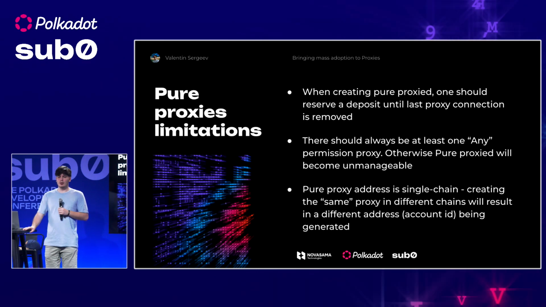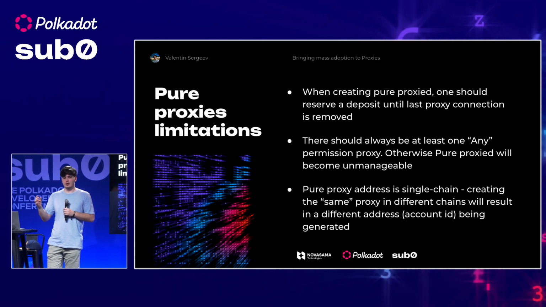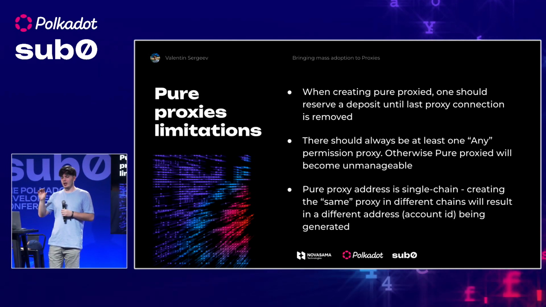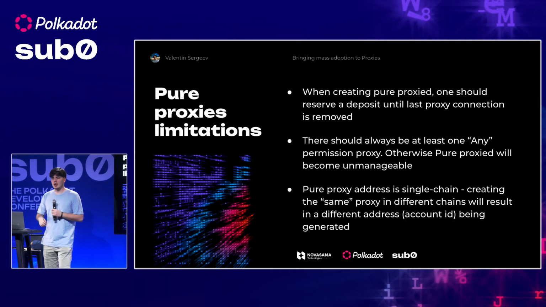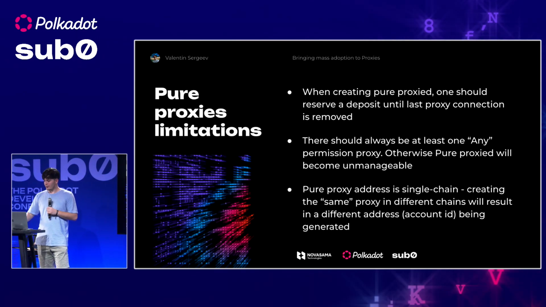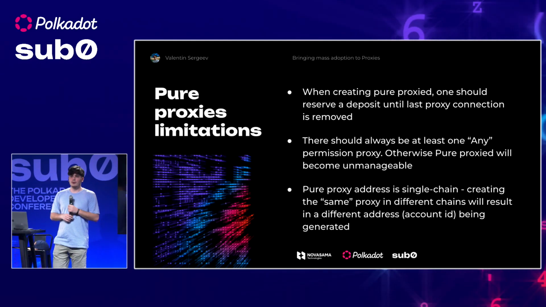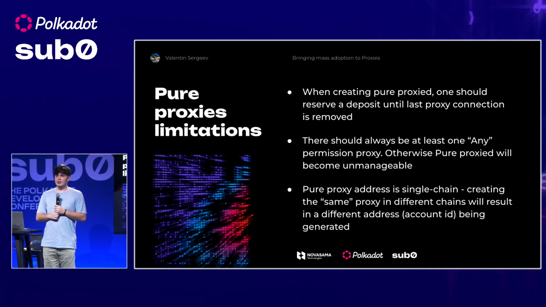So it's really hard to make it the same address across different chains. However, there are certain attempts to make a single proxy control self-replicas across different chains via XCM, but I would say it's in the discussion phase. You shouldn't really rely on it right now. Do you have any questions regarding pure proxies?